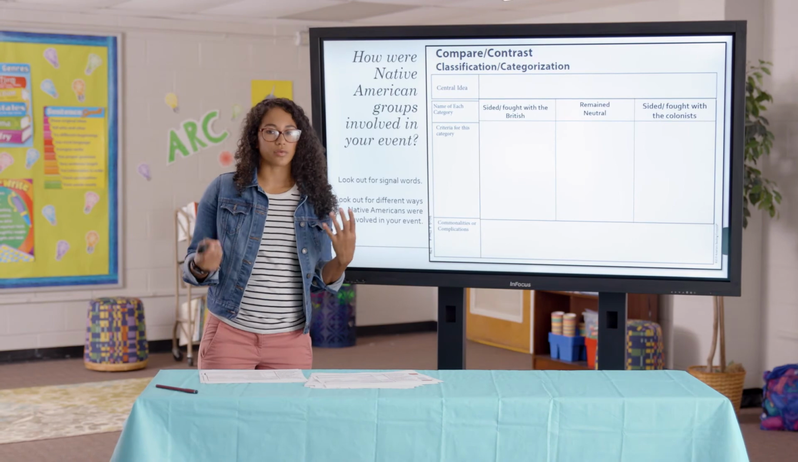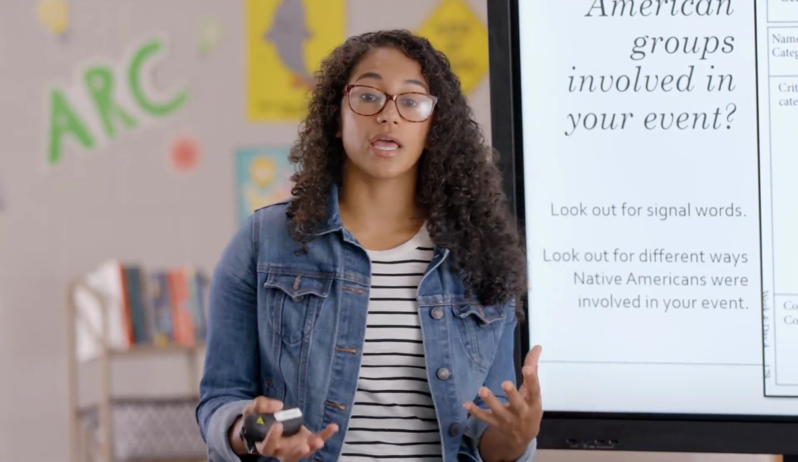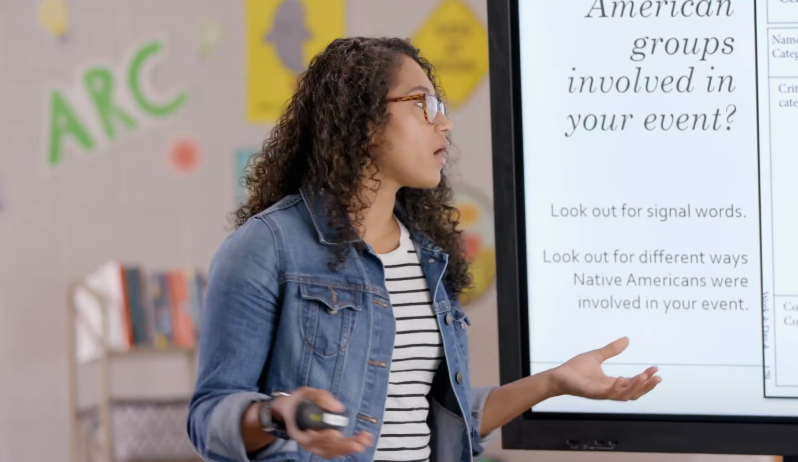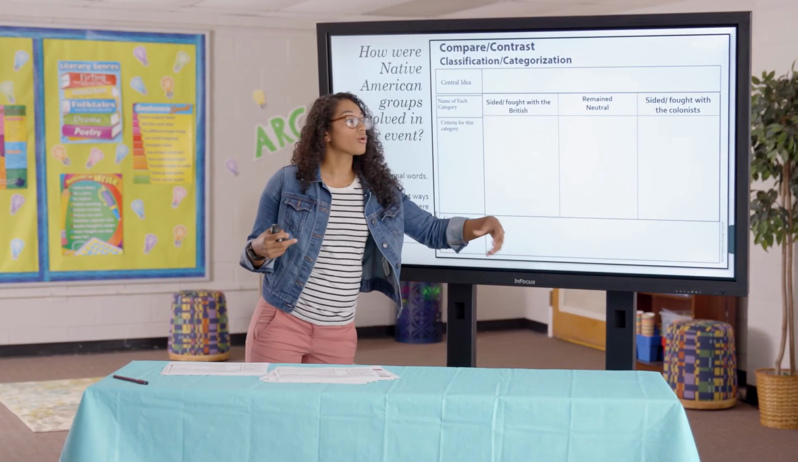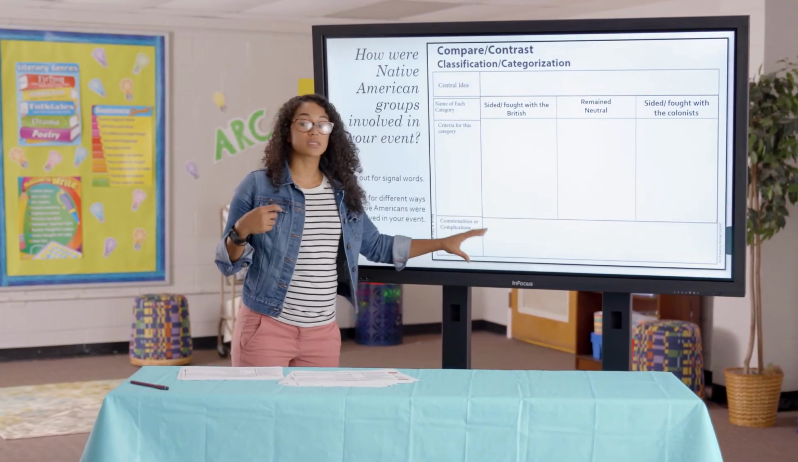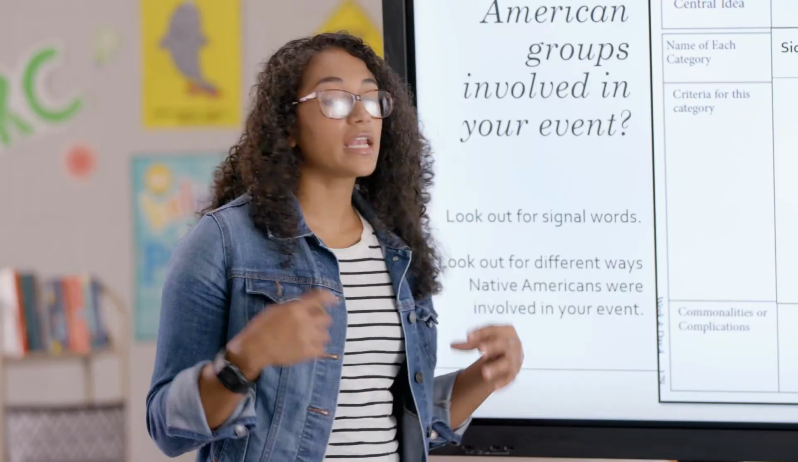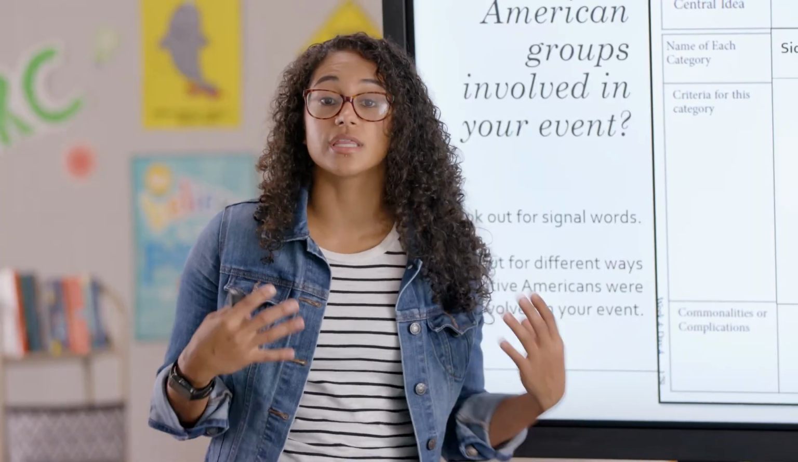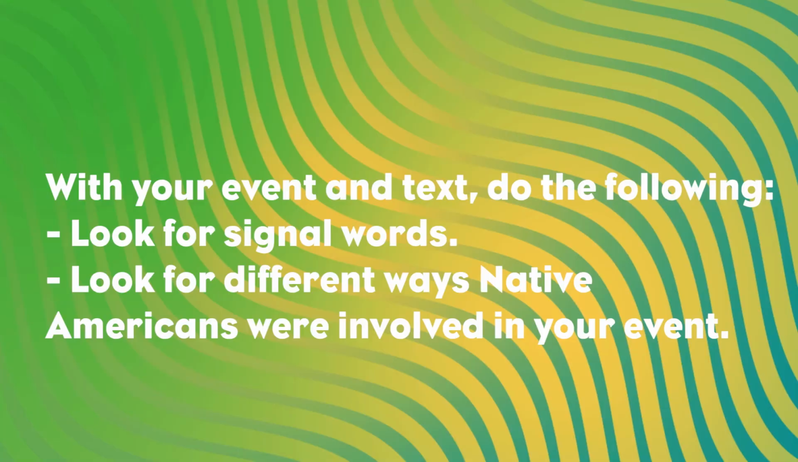Look through some of your resources and figure out, even with your American Revolution event, how were Native American groups involved? Were there any fighting with the British? Were there any that were neutral? Or were there any that were siding with the colonists? Then you're going to determine some similarities and differences across groups and come up with a central idea. And if your teacher has not provided you with this graphic organizer, make sure to pause the video and copy it down.